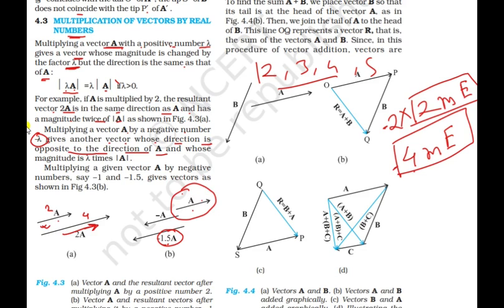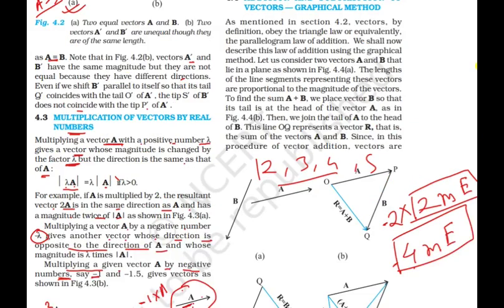Multiplying a vector A by a negative number, say minus 1. See here, A is multiplied by minus 1, then the result will be just opposite to the direction of A. And in the second case, it is multiplied by minus 1.5, which gives a vector that is just opposite. Its magnitude has been increased but the direction is opposite.